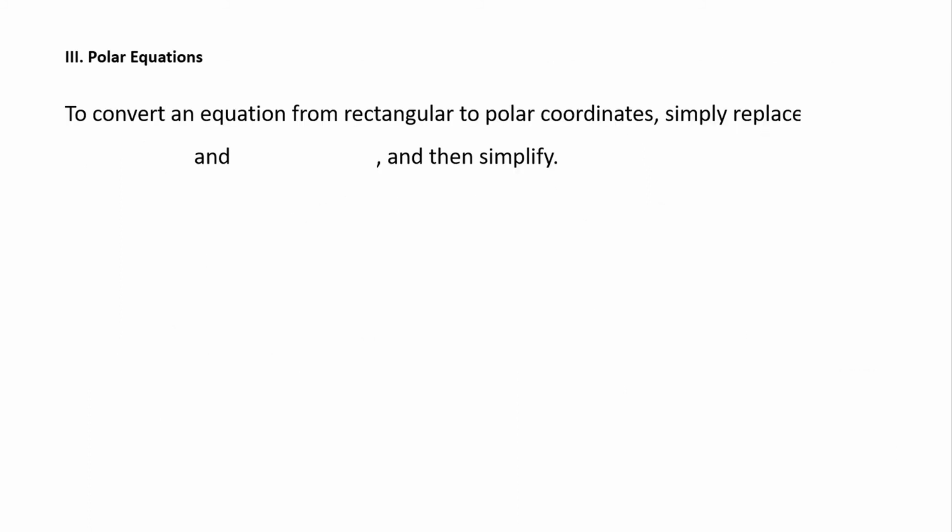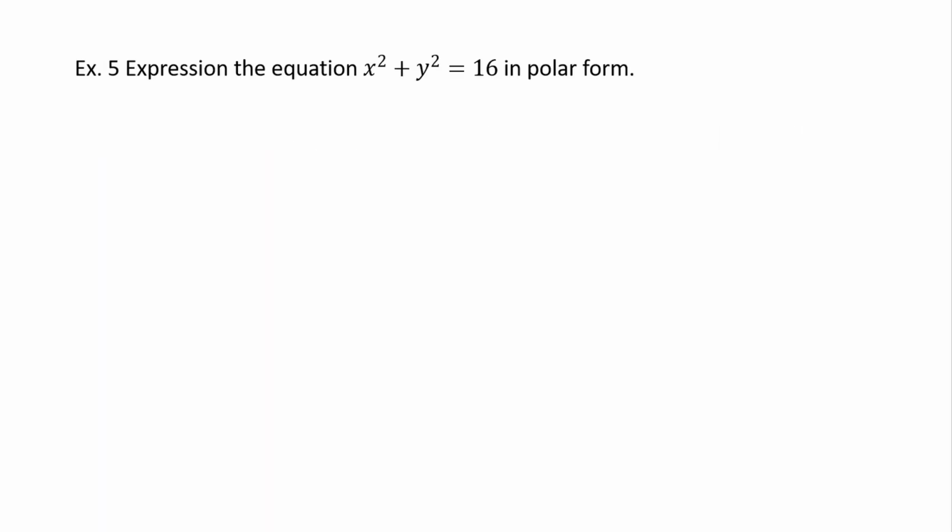Roman numeral 3, polar equations. To convert an equation from rectangular to polar coordinates, simply replace x with r cosine theta and y with r sine theta, and then simplify. Express the equation x squared plus y squared equals 16 in polar form.